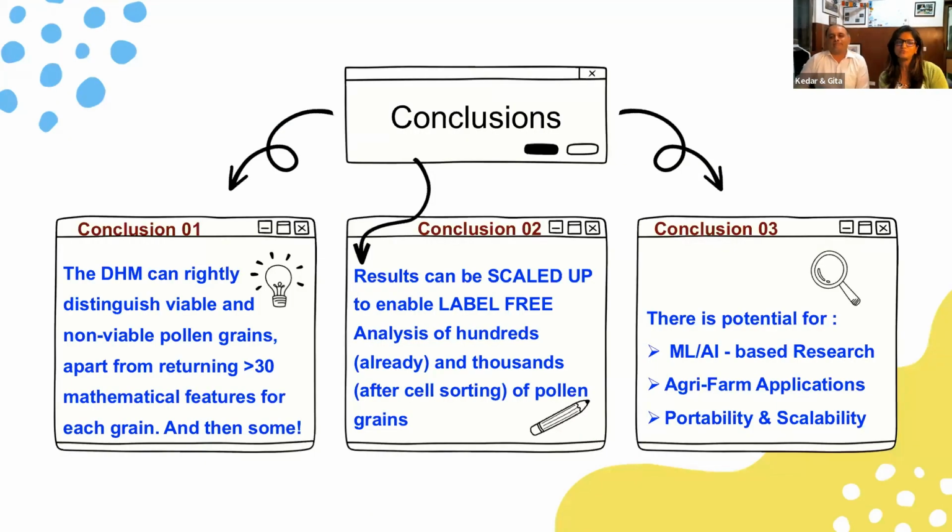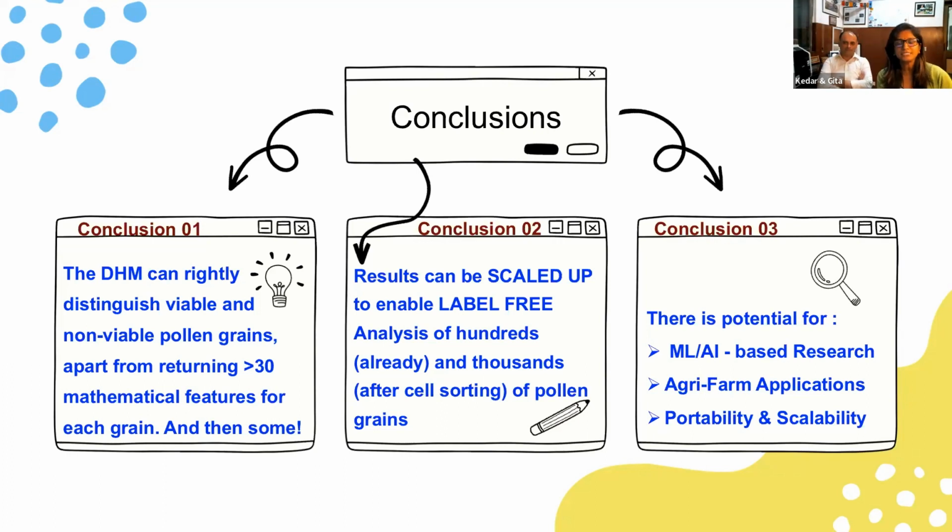So in conclusion, what we want to say is that, one, the DHM can rightly distinguish viable and non-viable pollen grains. It's a new tech after 60 years of no innovation in the field, apart from returning more than 30 mathematical features that can lead to more ML and AI. And then the in-between space, the gray region between the neatly viable and neatly non-viable pollen, is what I'm very keen on. What is that space telling us? What is that dark gray space got for us that we might learn from?